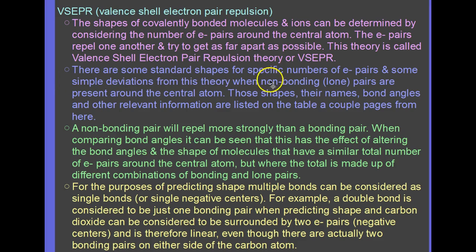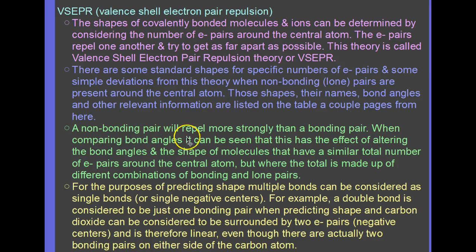There are some standard shapes for specific numbers of electron pairs, and some simple deviations from this theory when non-bonding lone pairs are present around the central atom. Those shapes, their names, bond angles, and other relevant information are listed on a table on another page.